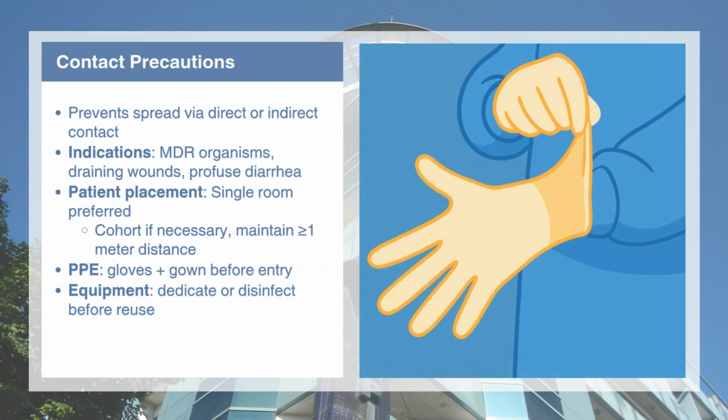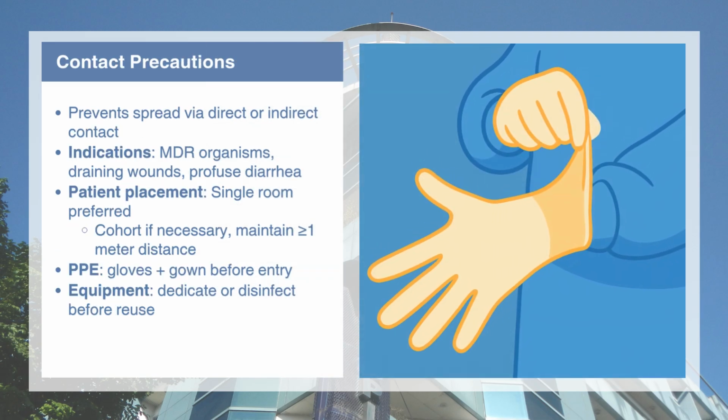Contact precautions protect against organisms spread by touch, either direct patient contact or contaminated surfaces. Examples include multi-drug-resistant organisms or patients with draining abscesses or diarrhea. Single rooms are preferred, but if not available, maintain at least 1 meter of separation and avoid immunocompromised roommates. Always use gloves and gowns before entry, and ensure equipment is either dedicated or disinfected before reuse.